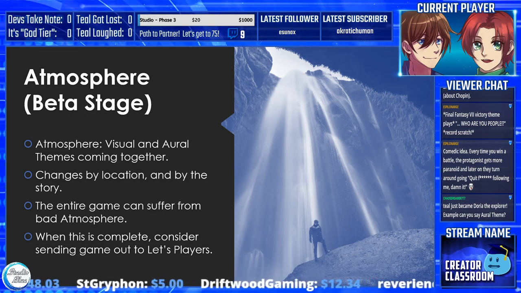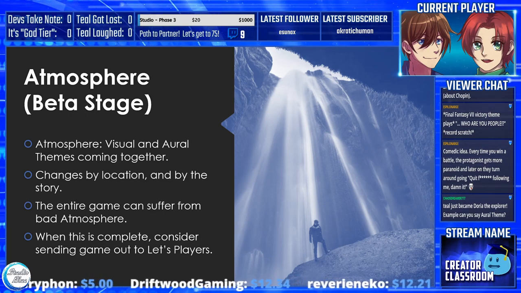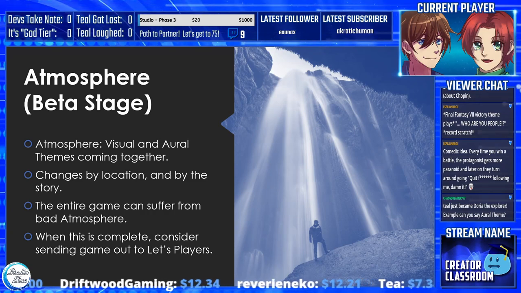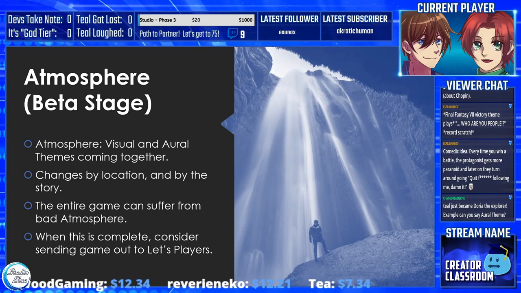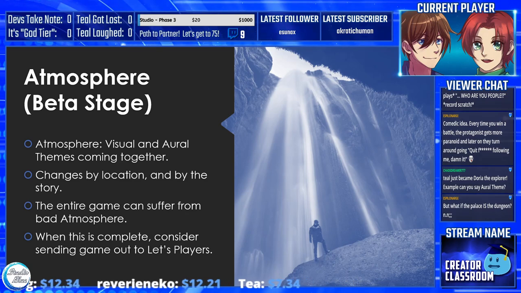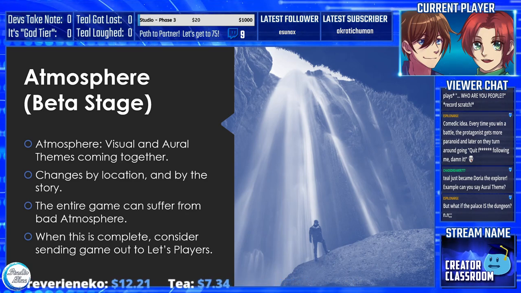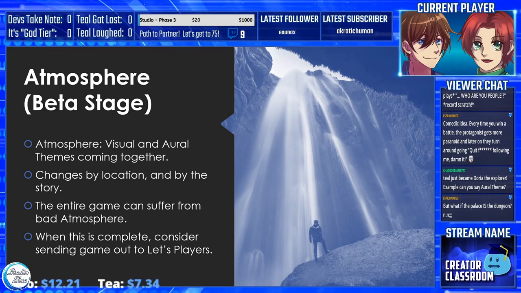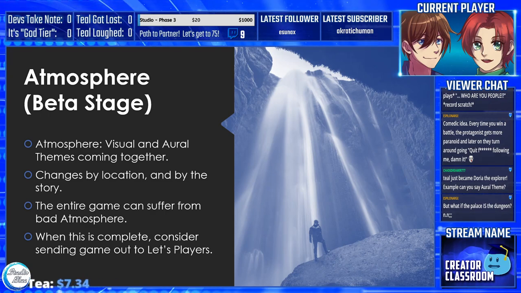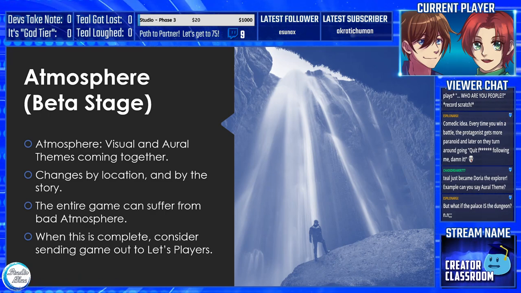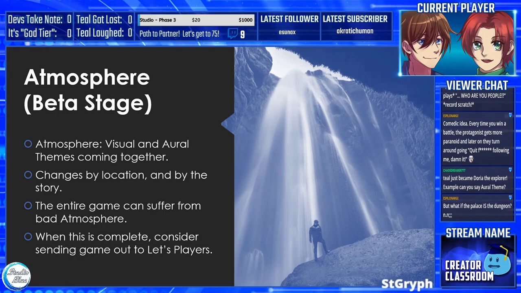It can also change by the story, such as a vibrant and happy world suddenly going dark and sinister when the bad guy wins. When a game's atmosphere is bland and uninteresting, or even worse, cookie cutter, the entire game suffers, such as what happened with Dragon Age 2.